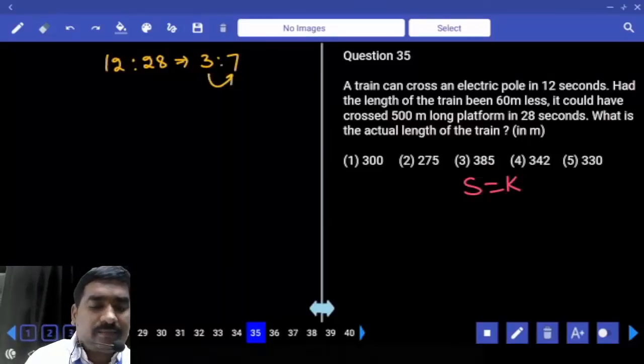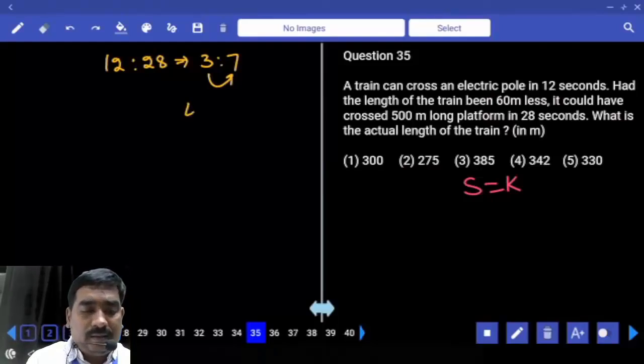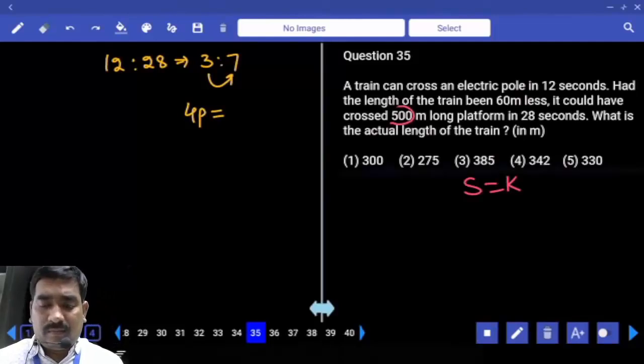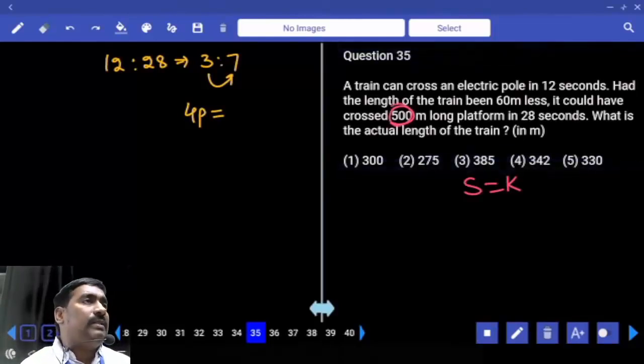The difference is how many parts? Please respond. That 4 parts value is what they have given. What is the length of the platform? The length of the platform is 500.